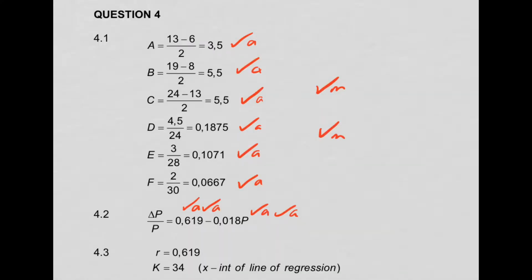Question 4, the growth of a certain species of wild cat is represented below. Here you do need your question paper in front of you in case you didn't get these right. But to calculate A, you need to look at the number of cats population, and you take the population after A and the population before A, and you divide by 2. The 2 is effectively the difference in years. So the first one, 13 minus 6 over 2, gives us 3.5, and so on for B and so on for C.